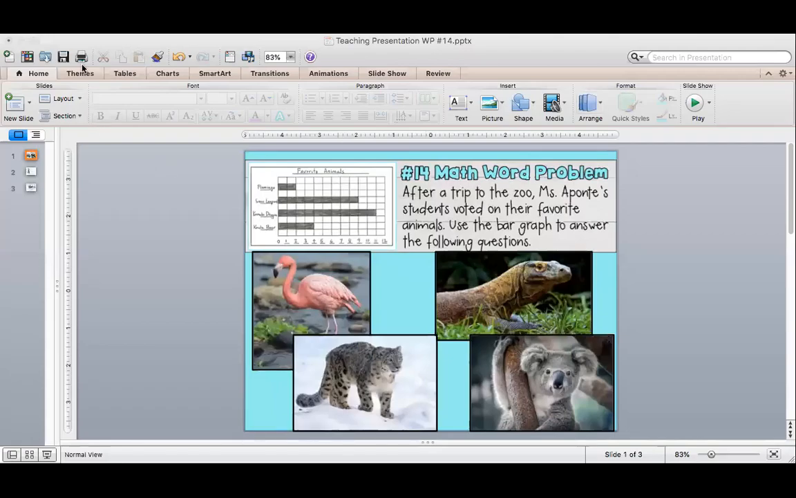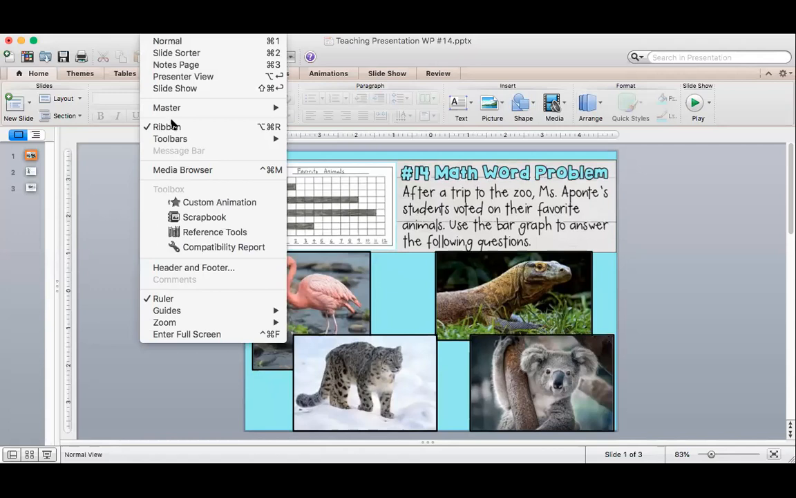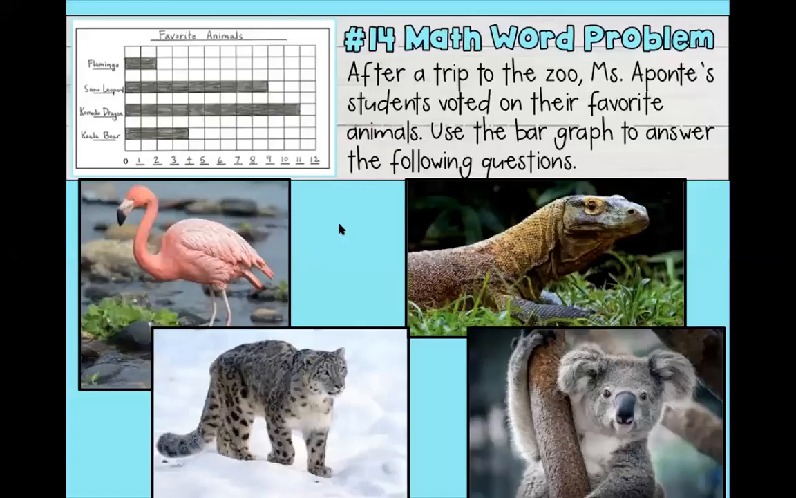Okay, hi everybody. We're going to do math word problem number 14 today. So I'm going to make our slides a little bit bigger so you can see everything really clearly. So our word problem today says, after a trip to the zoo, Miss Aponte's students voted on their favorite animals. Use the bar graph to answer the following questions.